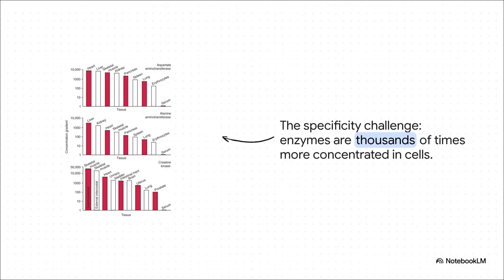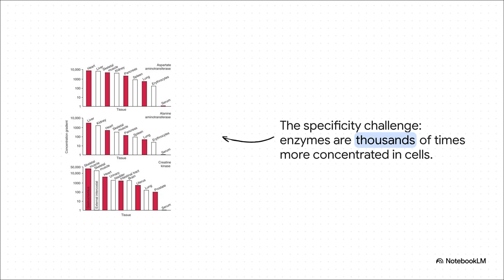Now, this slide is maybe one of the most important concepts to grasp because it shows us both why enzymes are so useful and what our biggest challenges are. Look at these concentration gradients for AST, ALT, and CK. And really pay attention to that y-axis. It's a logarithmic scale. This means these enzymes are thousands, sometimes tens of thousands of times more concentrated inside our cells than they are floating around in our blood.